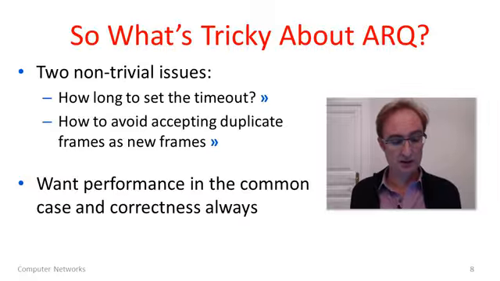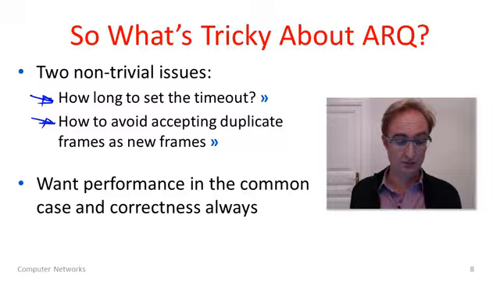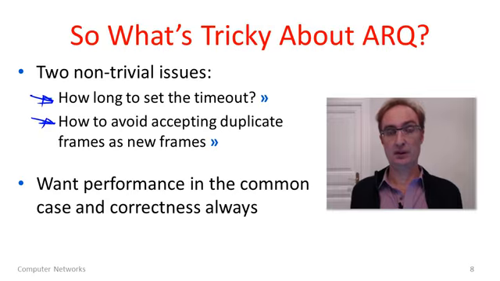The first is this timeout. What should the value of the timeout be? We've got to pick something. How long should it be? And the second is actually a more serious issue about how to avoid accepting duplicate frames as new frames. If the sender sends three different frames across the network, 1, 2, 3, maybe with some retransmissions, we would like the receiver to receive the same set of frames in the same order, 1, 2, 3.